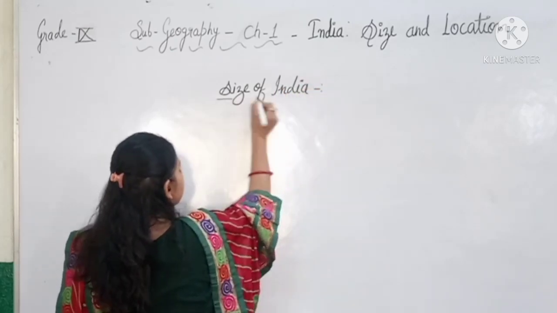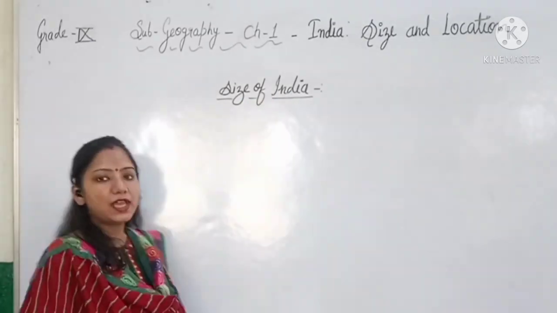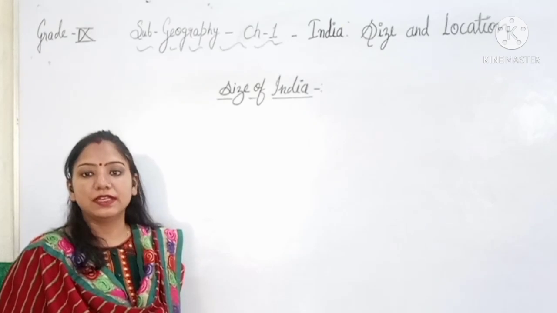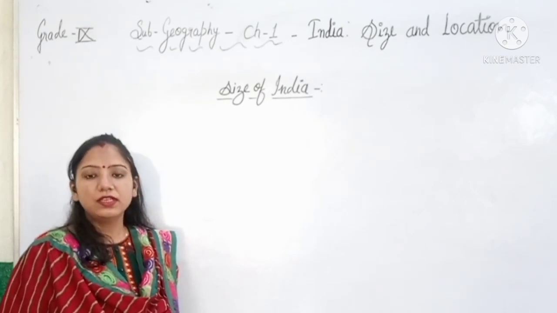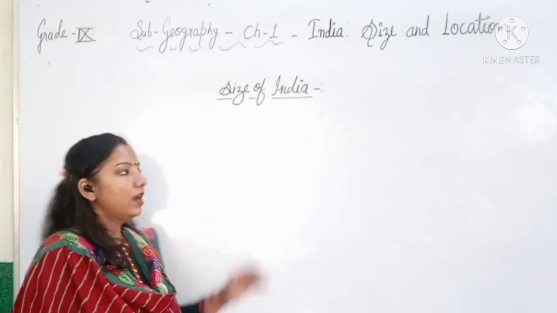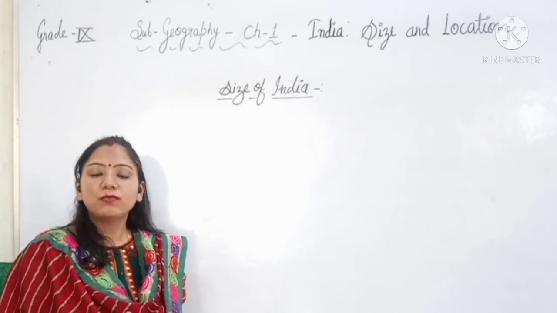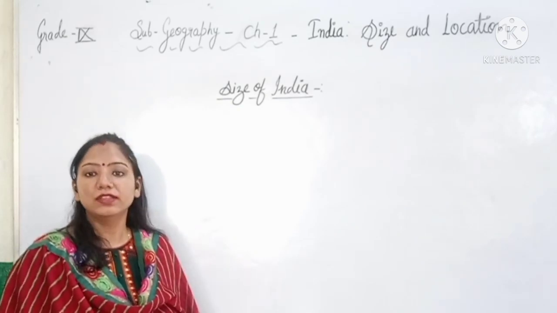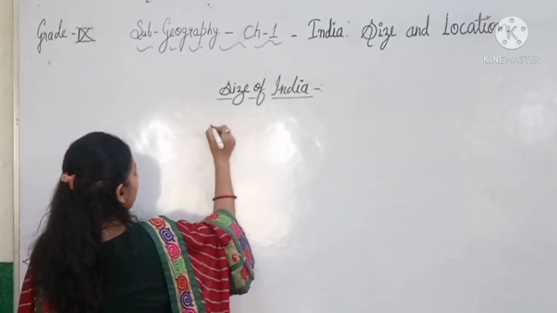So what is the size of our country? Generally, the size can be calculated area-wise. So here also, as we know, our country is having a big geographical structure. The total landmass of our country is about 3.28 million square kilometers.